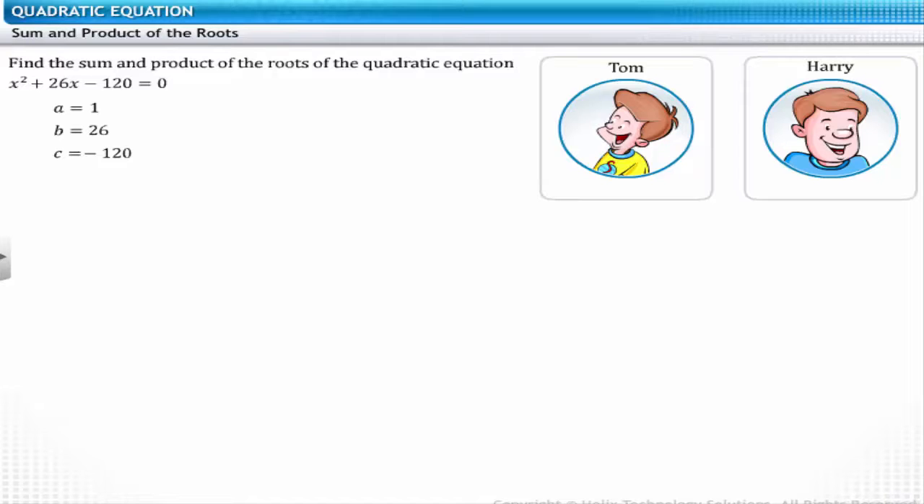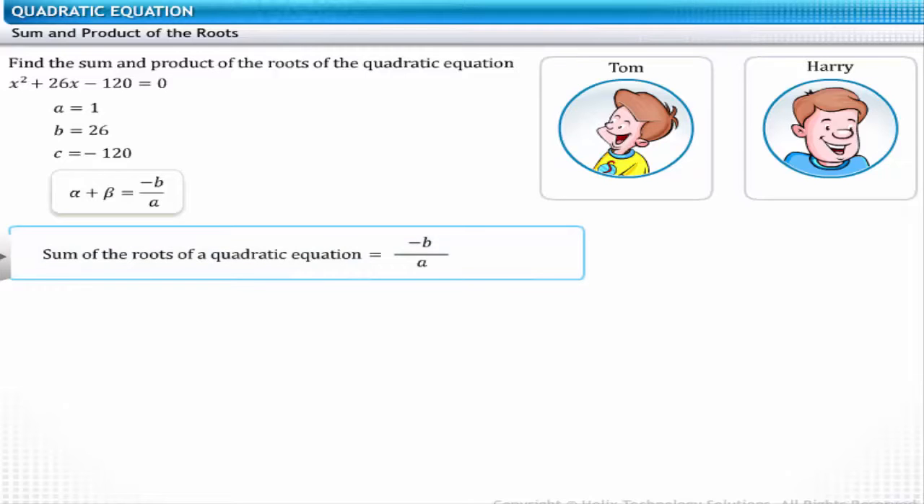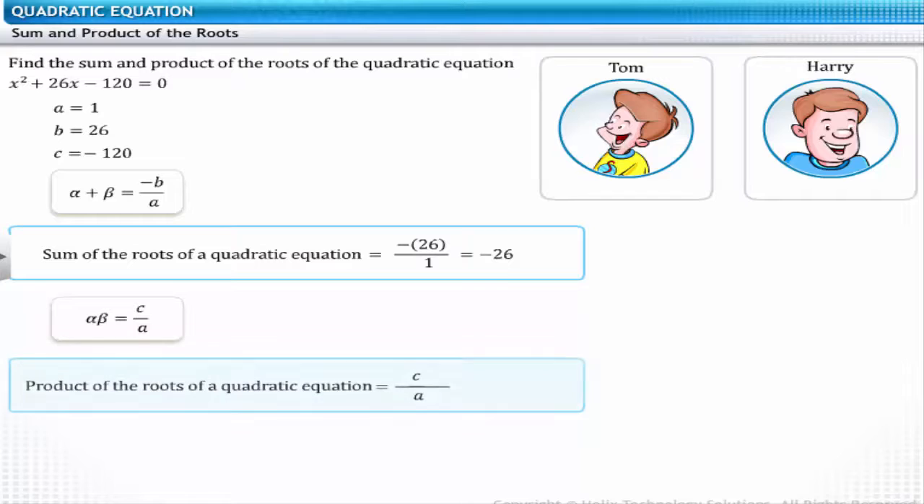Now, apply the sum of roots formula. Alpha plus beta is equal to minus b divided by a. On substituting the values of b and a in the formula and simplifying, you get the sum as minus 26. Similarly, on applying the formula for product of roots, alpha times beta is equal to c divided by a. And simplifying, you get the product of roots is equal to minus 120.